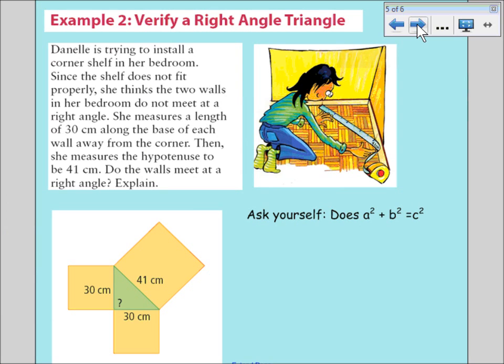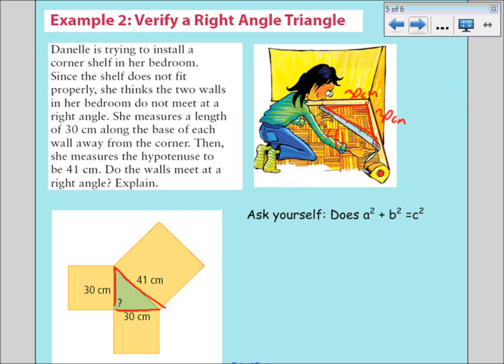The next example is verifying a right angle triangle. Danielle is trying to install a corner shelf in her bedroom. Since the shelf does not fit properly, she thinks the two walls in her bedroom do not meet at a right angle. She measures a length of 30 centimeters along the base of each of the walls away from the corner. So both of these are 30 centimeters. Then she measures the hypotenuse to be 41 centimeters.